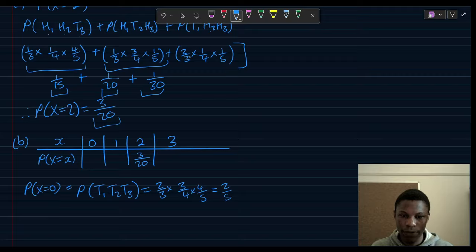I think I want everything over 20. We'll see if that works out. So I'm just going to multiply this by 4. So 2 times 4, that gives me 8. And then 5 times 4 is 20.